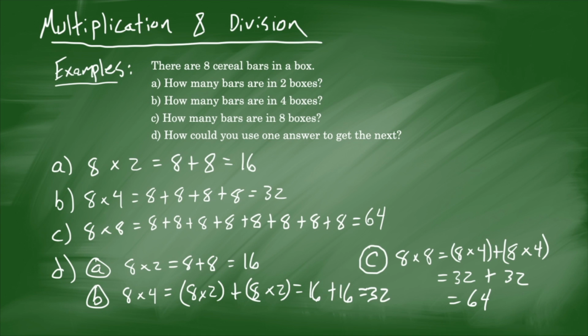Well, we can note that in A, 8 times 2 is 8 plus 8, which is 16. In B, we have 8 times 4, which is 8 times 2 plus 8 times 2, which is 16 plus 16. 16 plus 16 is 32. In C, we have 8 times 8, which is 8 times 4 plus 8 times 4, so 32 plus 32, which is 64. This method can simplify our addition.